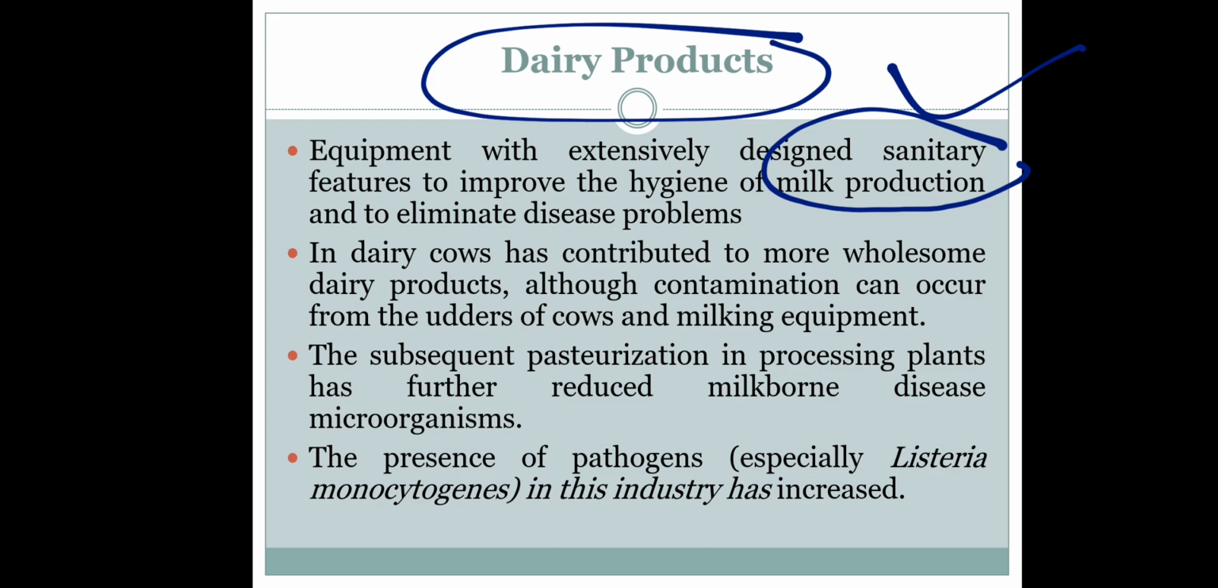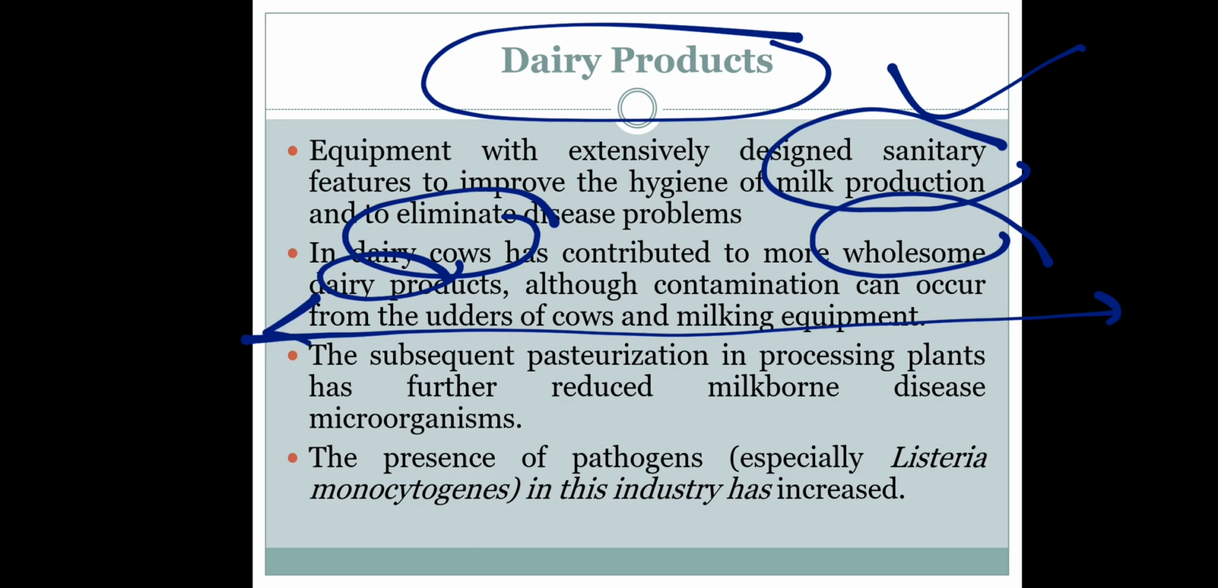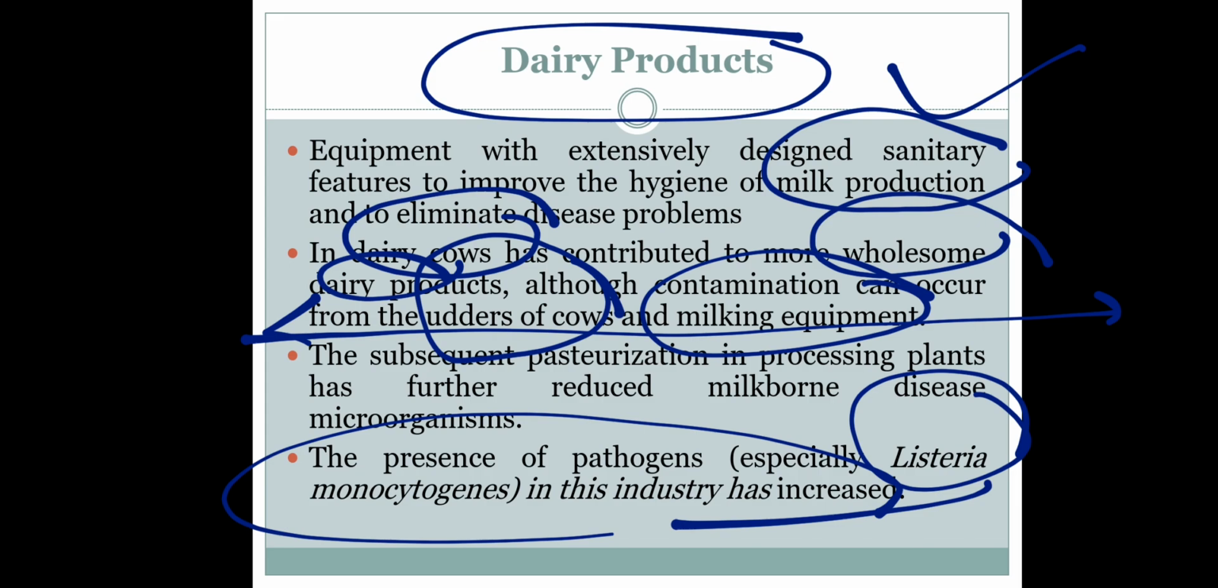Although extensive sanitary features in the equipment are designed so that there should be minimal contamination of milk, still there can be a link of contamination from cows to wholesome dairy products. It can occur from the udder of cows to milking equipment, or even when we pasteurize the milk in processing plants, there can be under-pasteurization and some pathogens, for example Listeria monocytogenes. It is specifically present in the industry, and it has been spoiling our dairy products for a long time.